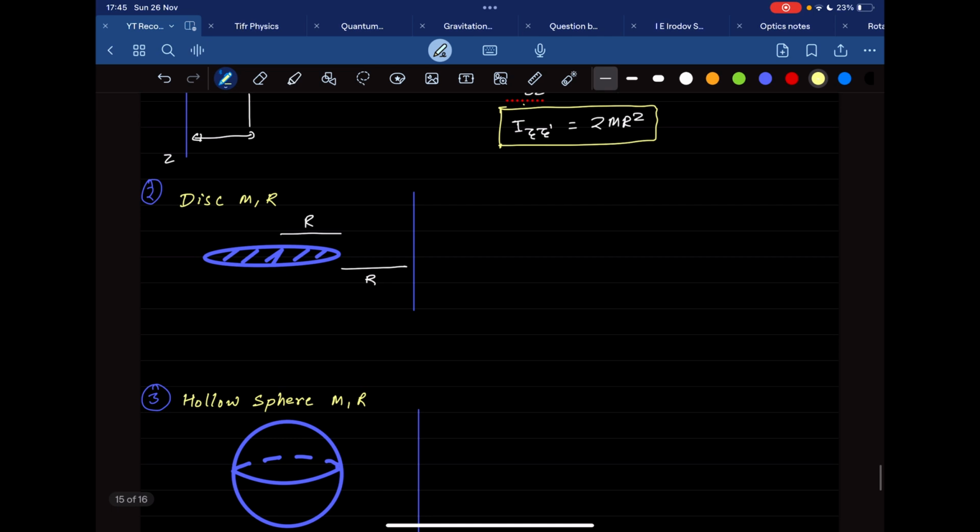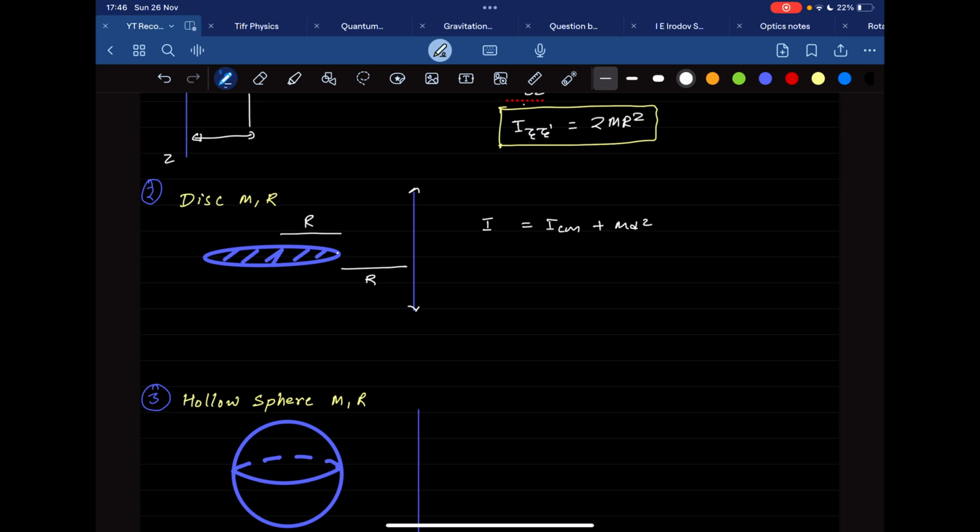Now I have taken a second example, where there is a uniform disk of radius r, and I want to find the moment of inertia about an axis which is perpendicular to the plane of the disk and at a distance of r from this point placed on the perimeter of the disk. Again I can apply I equals I center of mass plus MD square. You might wonder why we are not using the perpendicular axis theorem. If you look carefully, I cannot use it here.